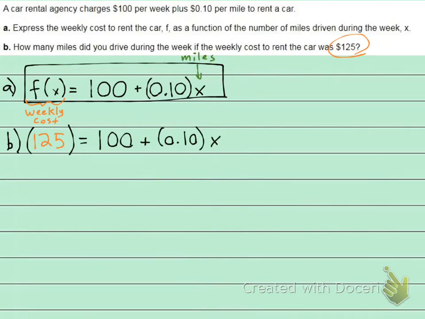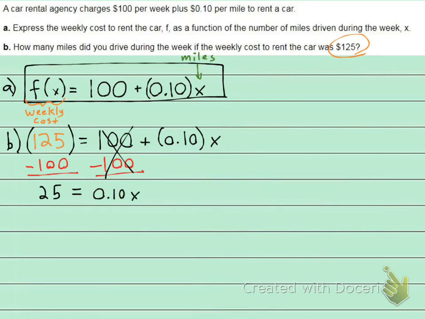All right, let's find the x. Here's the grumpy old x. He wants to be all by himself. So the first thing I'm going to do is subtract 100 from both sides of the equal sign. On the left-hand side, 125 minus 100 is 25. And then on the right-hand side, well, this cancels. 100 minus 100 is 0. So we have 0.10 times x.